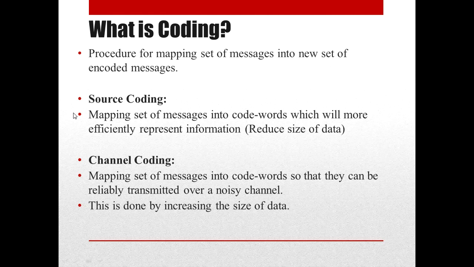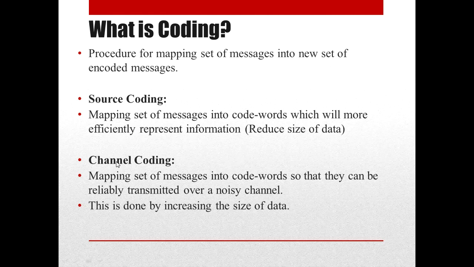One is that whenever we are sending a mail, we try to reduce the amount of information or compress the data. That is what we call source coding. Whenever we are mapping the messages into code words in such a way that the data is more efficiently represented, that is, the data can be compressed, that is what is called source coding.